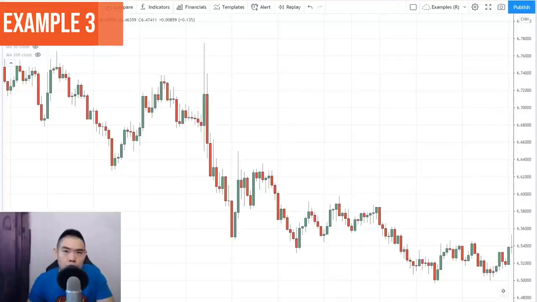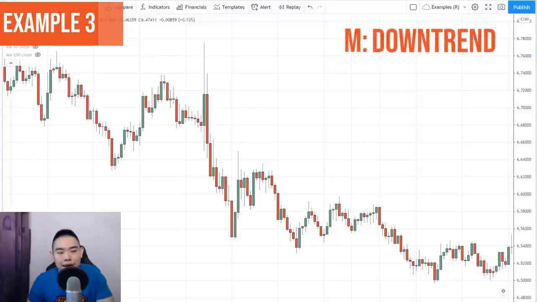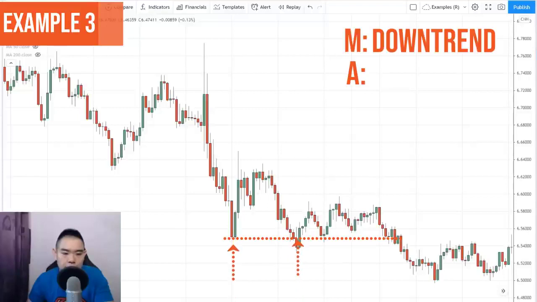So again, market structure: you can see this time round, it's in a downtrend. Okay, so market structure is down. Area of value. This one is interesting, because if you look at this area of value, you will realize that the market has retested previous support, which became resistance, and possibly at this area of resistance again. So area of value and resistance.